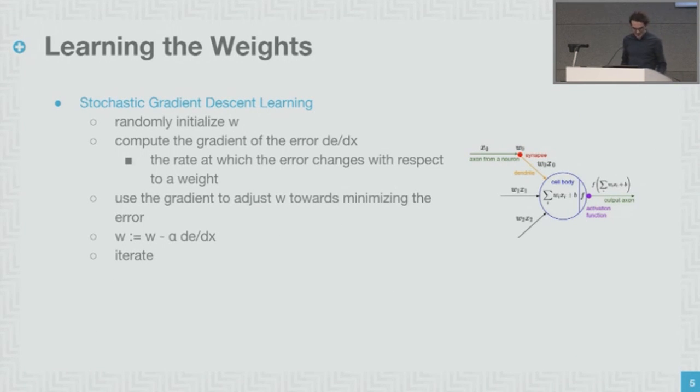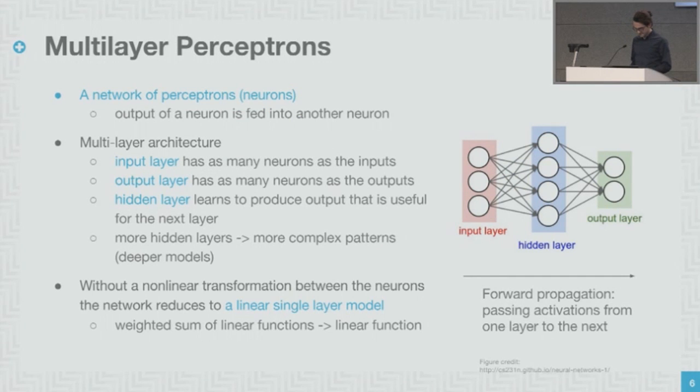So this is called stochastic gradient descent learning, and if you do it in batch, it's called gradient descent learning. So what makes neural networks powerful is the high degree of connectivity between the neurons and adjustable connections. So that's why, using the single neuron model, we can create a network of perceptrons. They're used interchangeably, perceptrons and neurons, by feeding a neuron's output into another neuron.